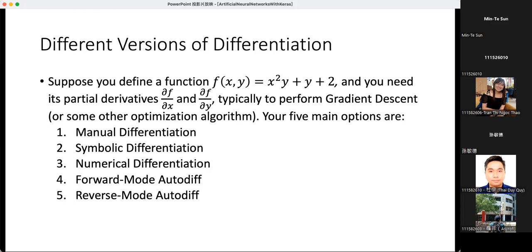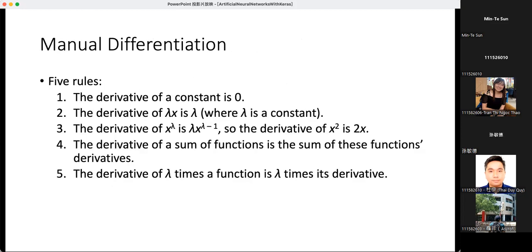The first one is manual differentiation. The second one is symbolic differentiation. The third one is numerical differentiation. The fourth one is forward mode autodiff. The fifth one is reverse mode autodiff. The first 3 are pretty straightforward. Manual differentiation, I think there are 5 rules. I don't think I need to go through all these 5 rules.